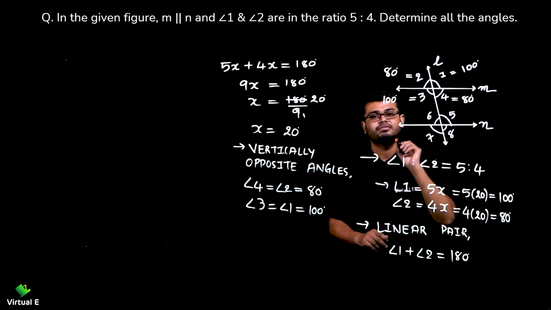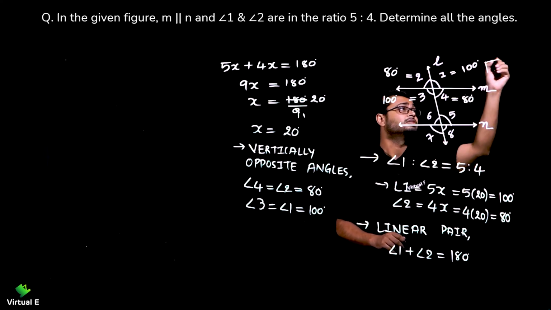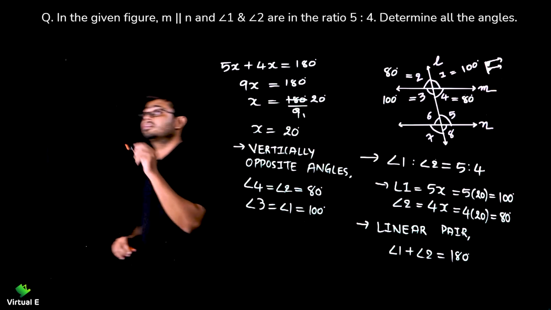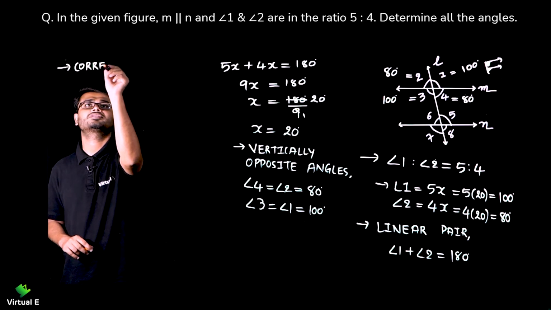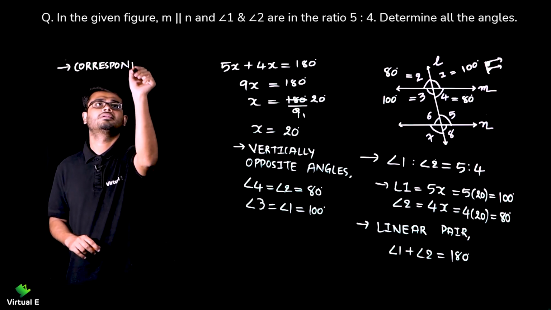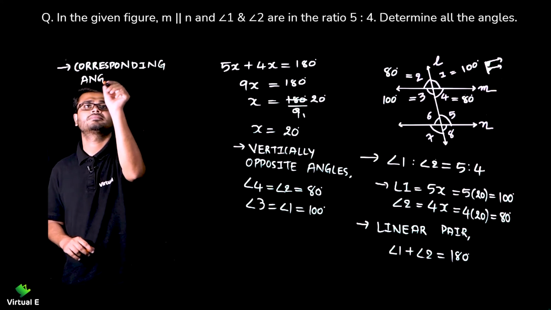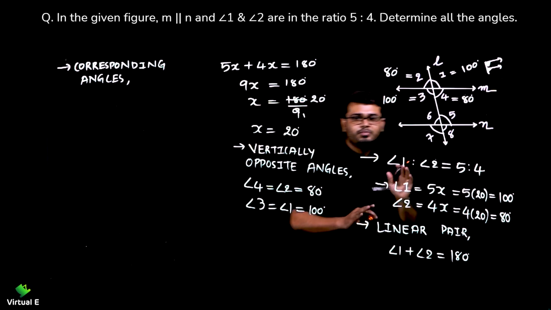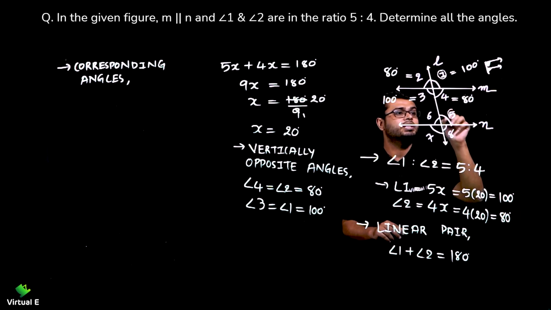F means what? Corresponding angles, right? F means corresponding angles. So this is the one angle over here, this is the another angle over here. So let's write corresponding angles. Now whatever F you can make it, you will be able to get all the angles. Remember, angle 1 goes with angle 5.